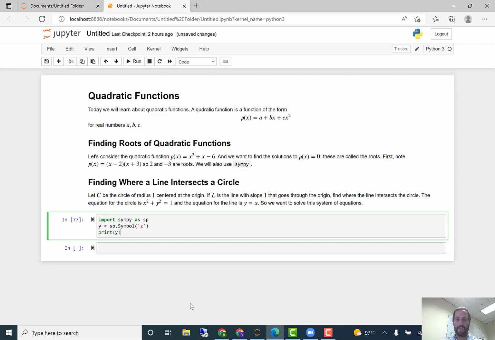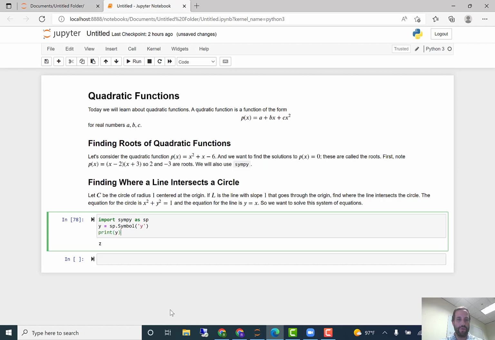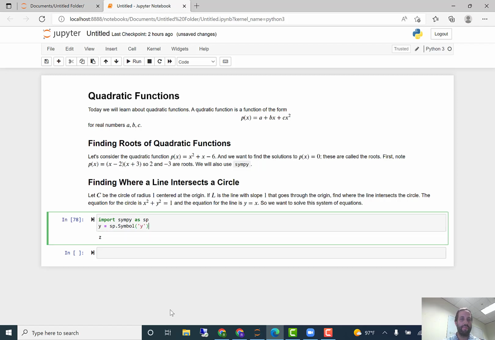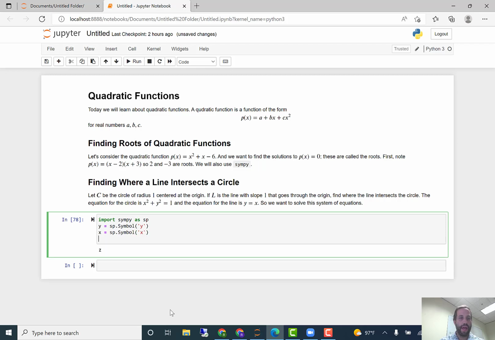And when I print this, it's going to print a z. Obviously, that's a pretty ridiculous thing to do, so let's not do that. So y is going to be the symbol y, x is going to be the symbol x. And so we want two equations. We want x squared plus y squared equals 1, and y minus x equals 0, or y is equal to x, however we want to look at it.